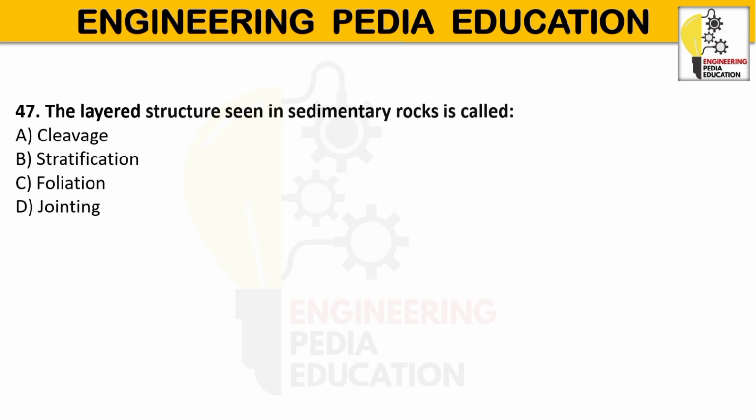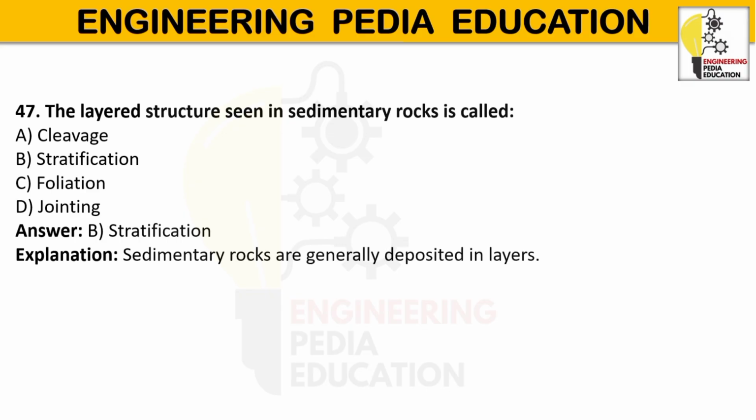The layered structure seen in sedimentary rocks is called: cleavage, stratification, foliation, jointing? So the correct answer is stratification. Sedimentary rocks are generally deposited in layers. Stratification is the property of sedimentary rocks to occur in layers or beds due to deposition of sediment over time.